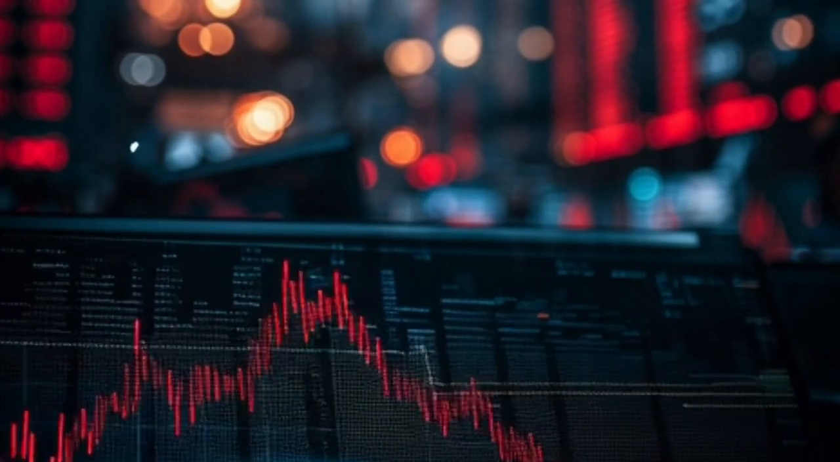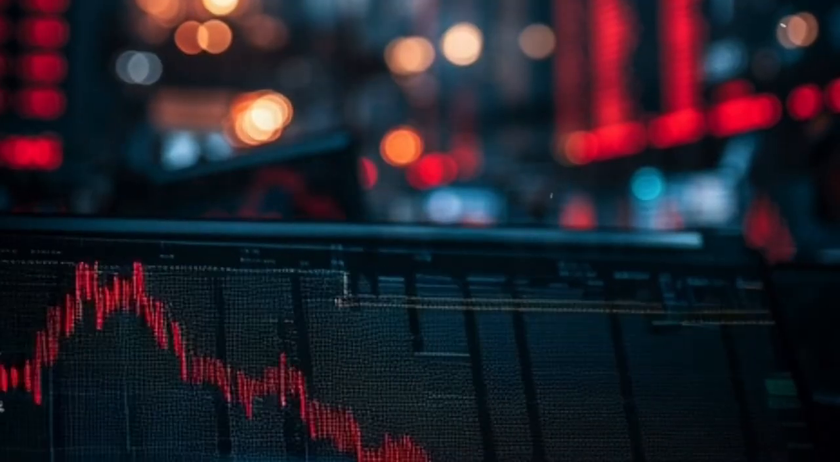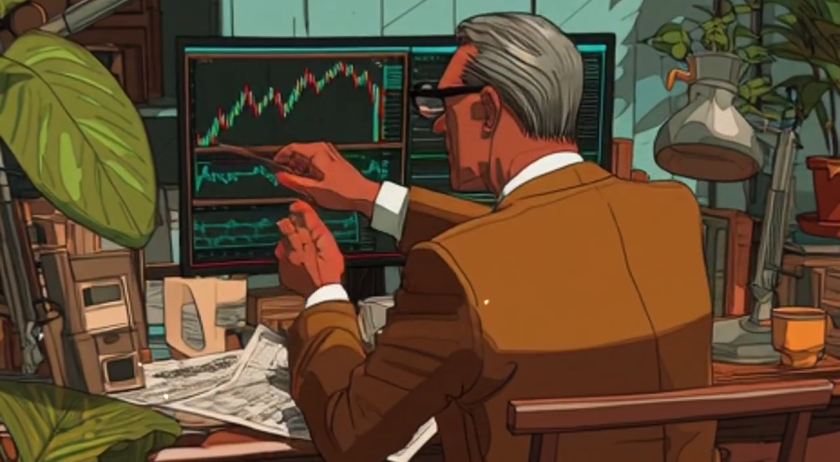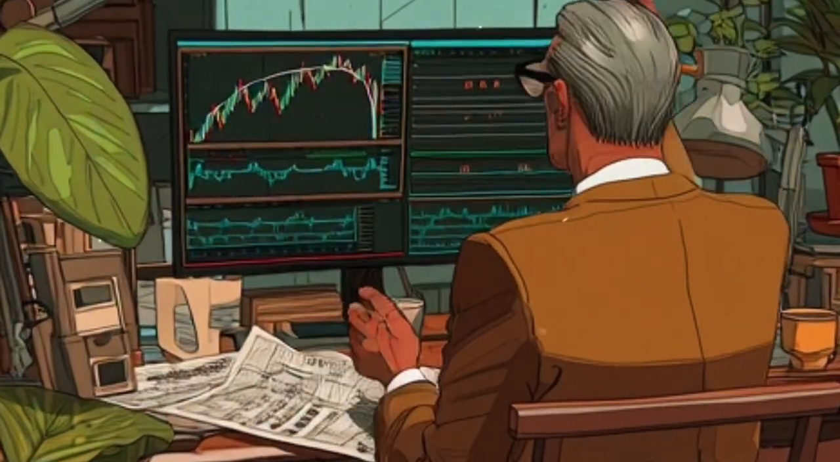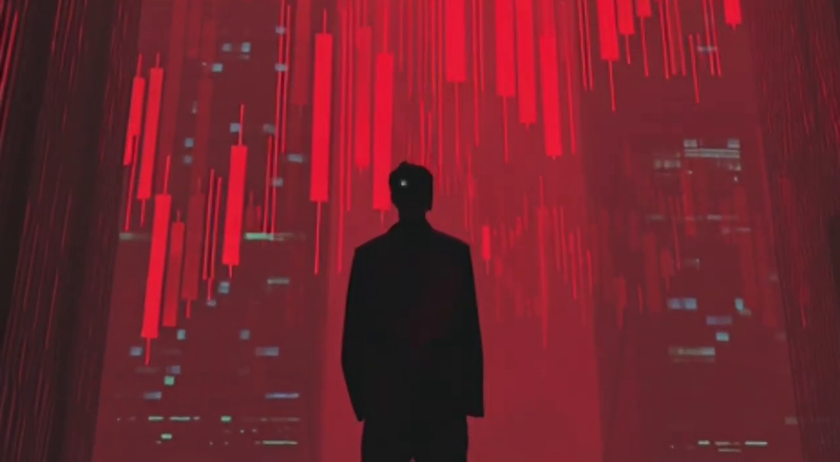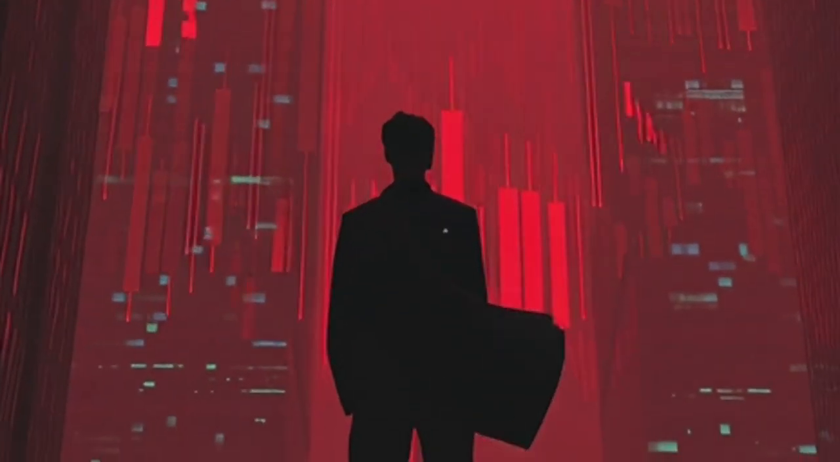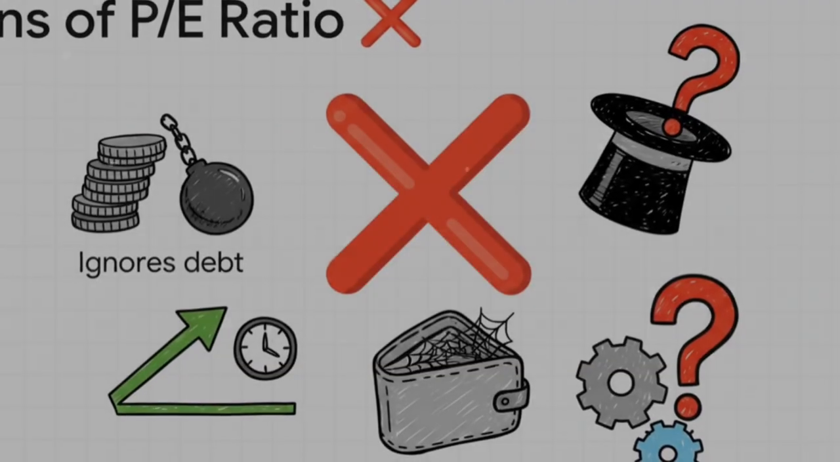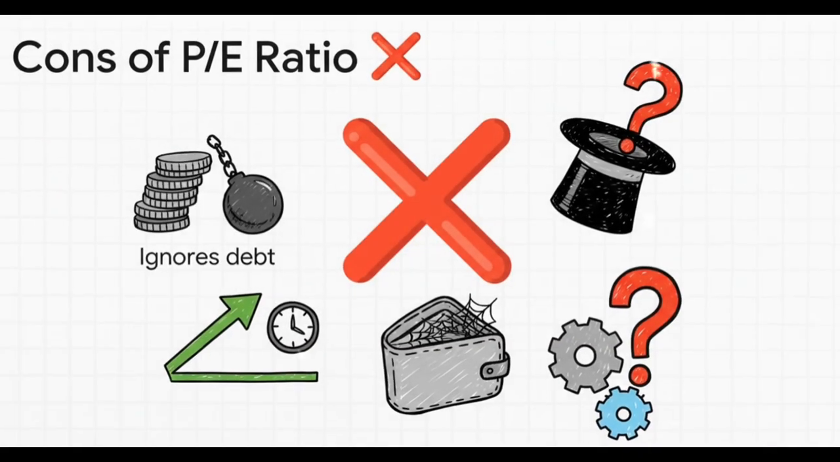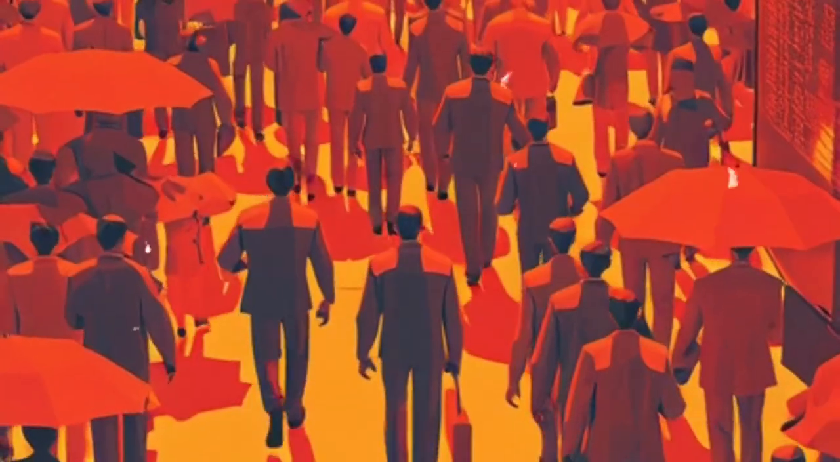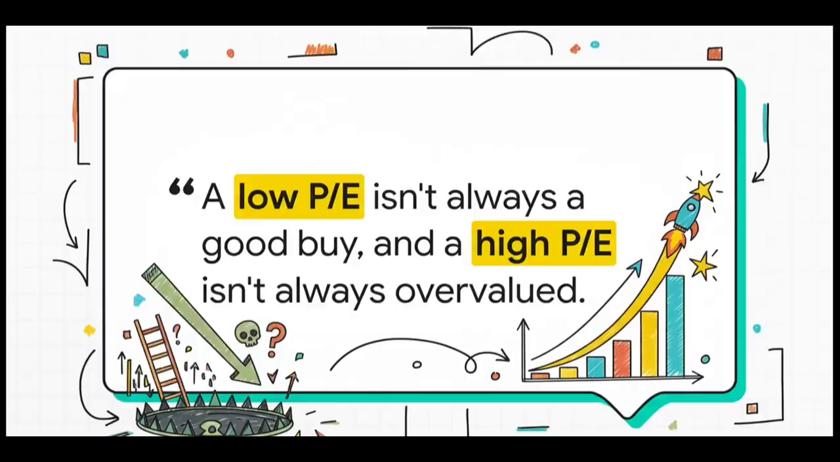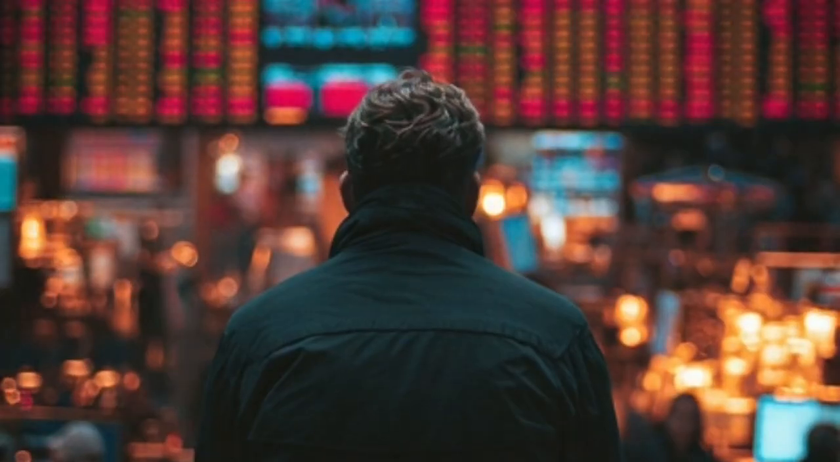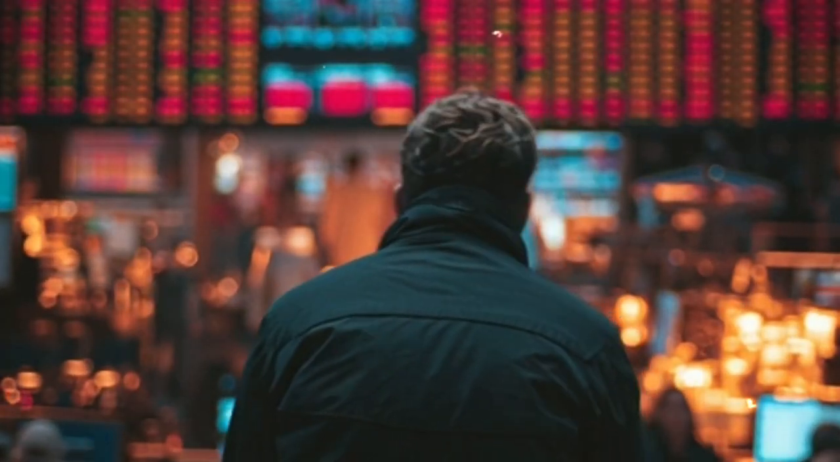Now, here's the catch. The PE ratio has some serious blind spots. It tells you nothing about a company's debt, or its cash flow, or its grand strategy for the future. And a weird one-time event can totally throw off the earnings and make the PE look strange. It's just one piece of a much, much bigger puzzle. So if you remember one thing, let it be this. A low PE doesn't automatically scream buy, and a high PE doesn't automatically mean sell. As we've seen, context and a little bit of digging are everything.